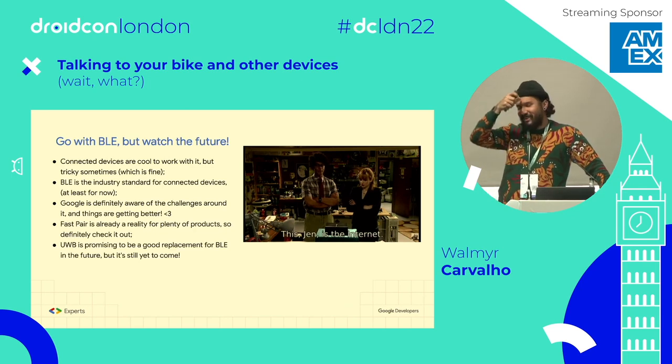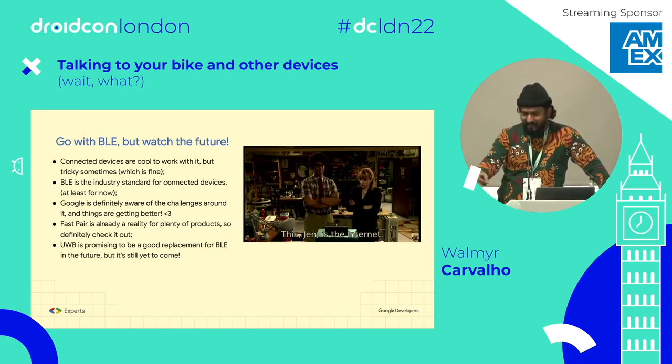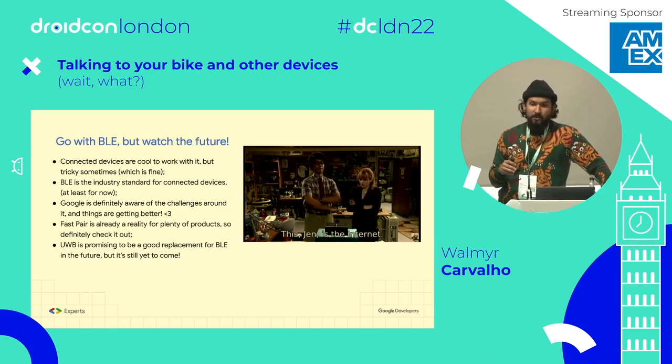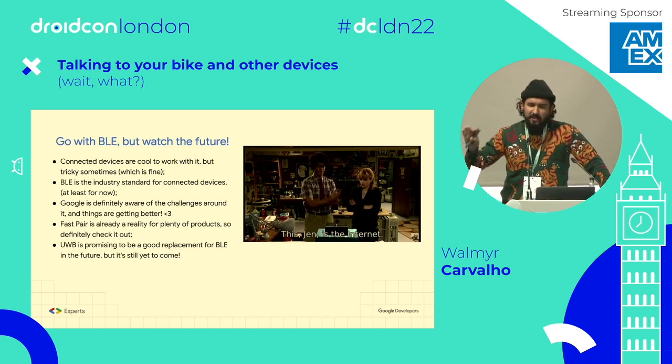connected devices are everywhere. Everybody has a headphone or something, or even the kind of things that I mentioned. And it's kind of cool to be a developer and interact with this kind of device. It's a good thing to do, because you can get outside of this app-only master-detail workflow, which is nice, but sometimes kind of boring. Also, BLE is the industry standard, and we don't have many other options at the moment. But you see, I mentioned the ultra wideband, I mentioned Fast Pair. There are some things coming.